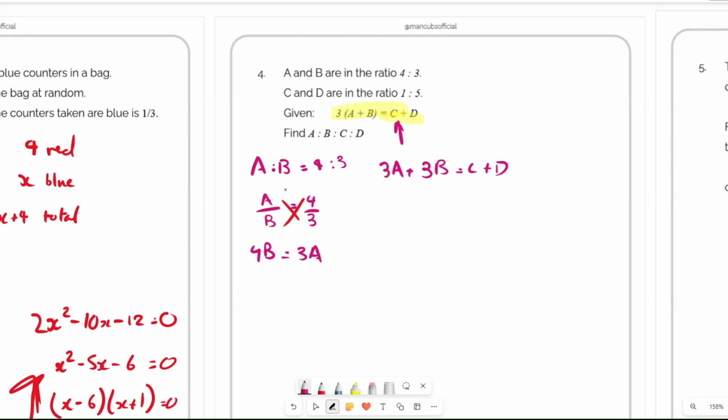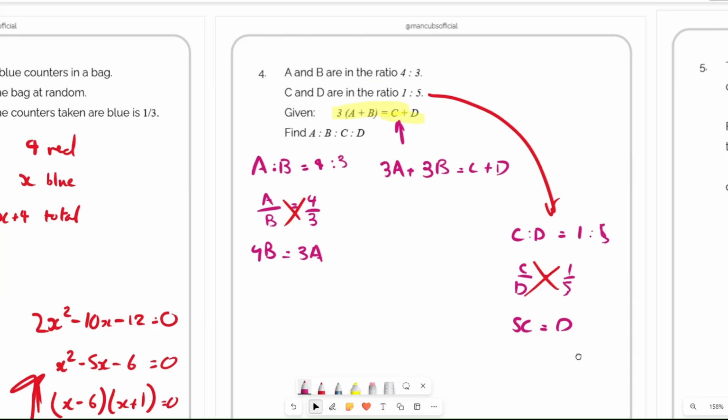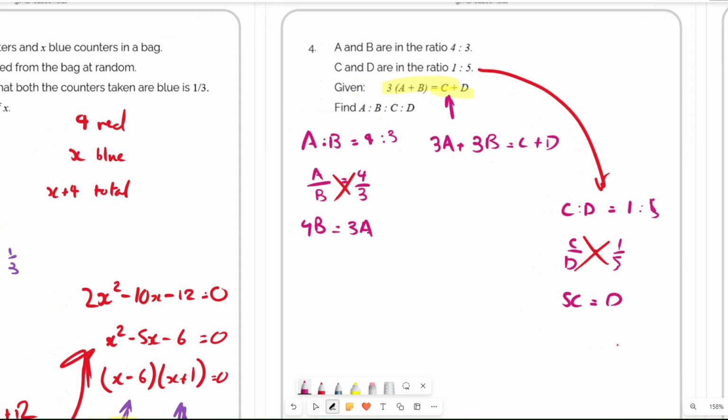And now, before we get into that, let's look at this one here. Going to do the exact same thing. We know that c to d are in the ratio 1 to 5. So we can say that c over d equals 1 over 5, can't we? And then just a bit of cross multiplying once again, and we end up with 5c equals d, right? So now let's look at this equation right here.